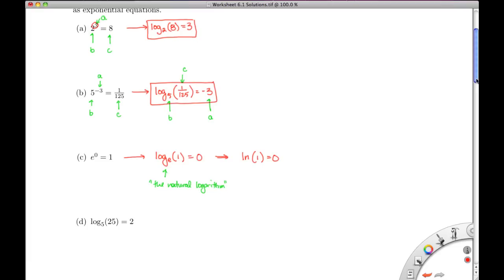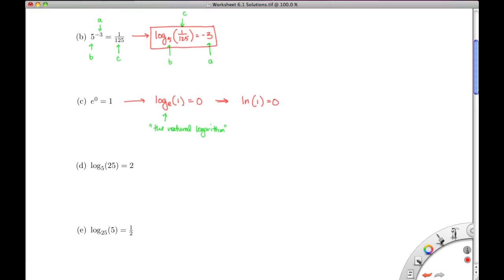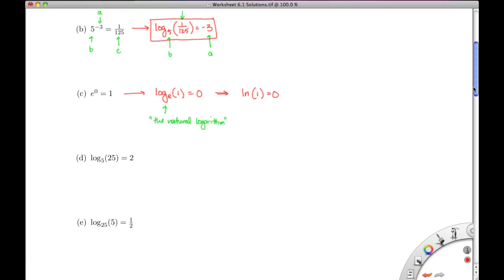Okay, so let's move on to part D. In part D, now we're going to be given a logarithmic expression and asked to convert it into an exponential. So again, we'll remember the relationship here: the base of our logarithm, that's the b, the value that we're taking the logarithm of, that's the c, and the value of the logarithm is our exponent a.